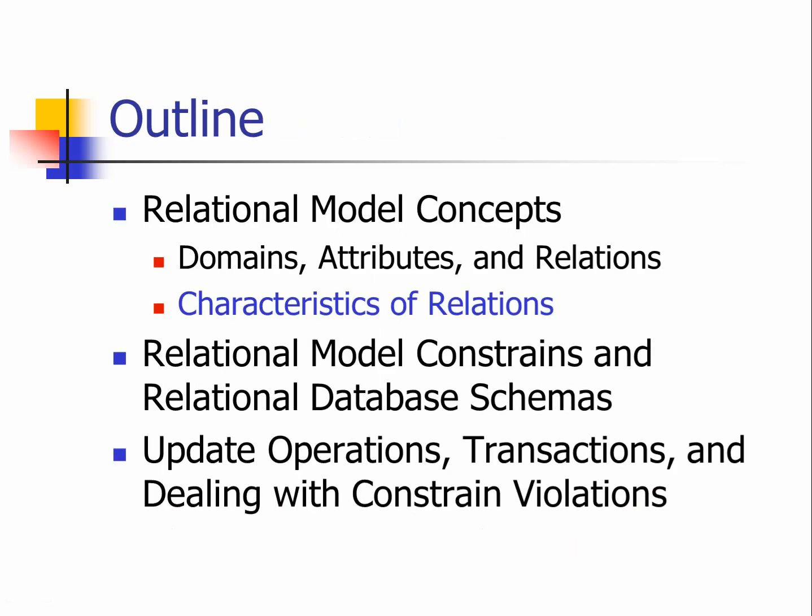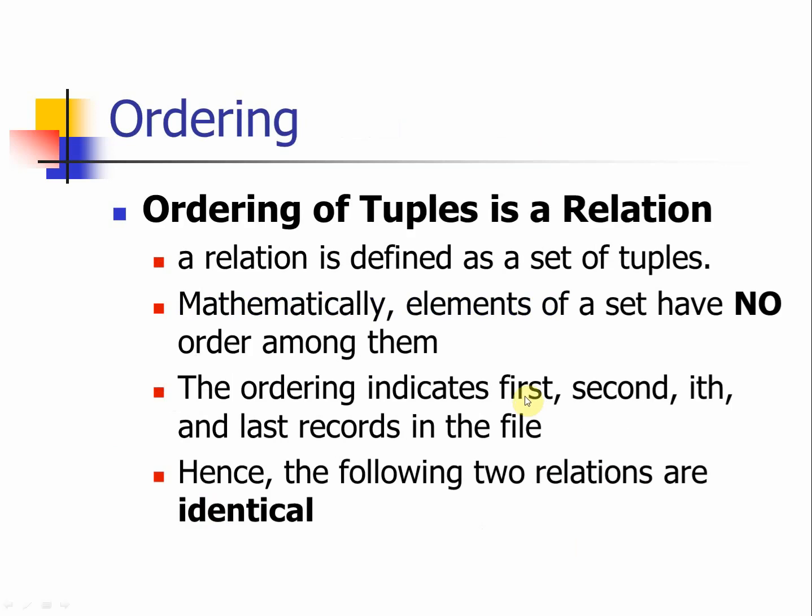So now let's take a look at some special characteristics. The first characteristic that we want to look into is the order problem. Order does not matter in a database. What does that mean? Let's take a look at this. A relation is defined as a set of tuples. Mathematically, elements of a set, inside set theory, have no order among them. The ordering indicating the first tuple, second tuple, 10th tuple, etc.